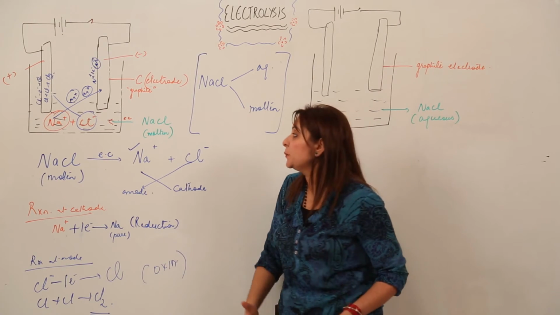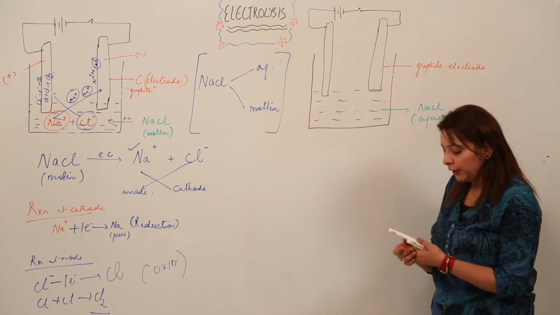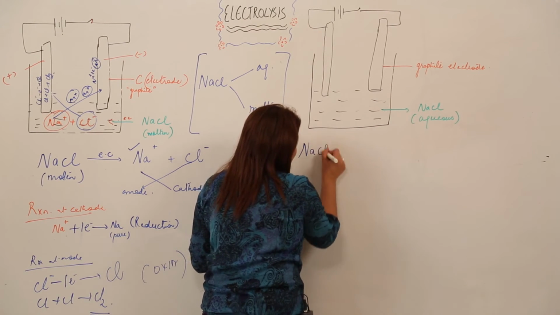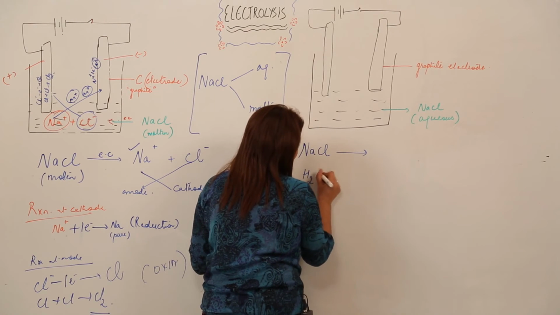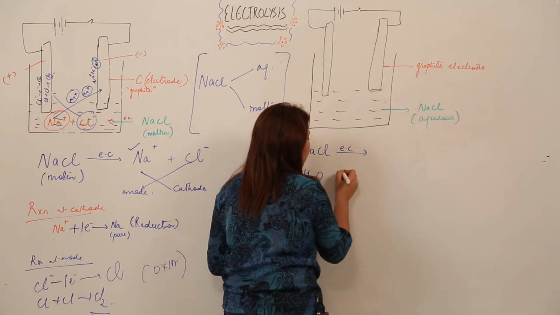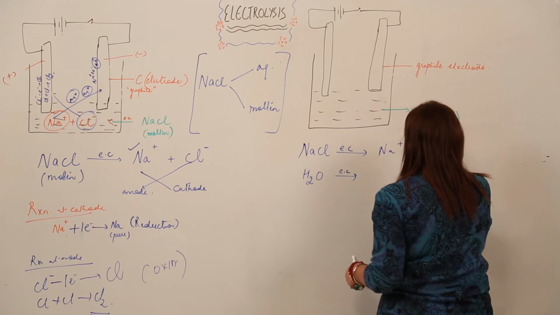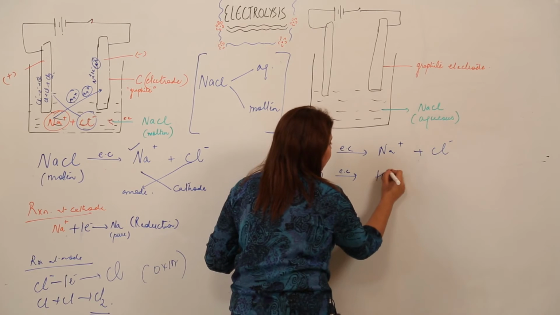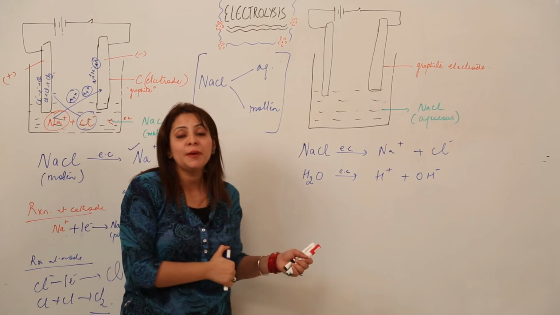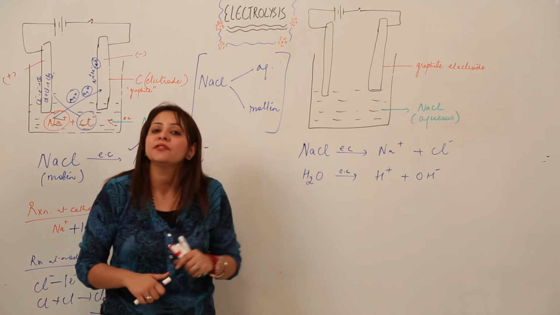Now, what is the difference between the electrolysis of molten NaCl and the aqueous one, right? So just look at the board carefully. Now we have aqueous NaCl. Aqueous means it has NaCl and along with that there is water too, right? So when we pass an electric current, both of them will get dissociated. It will form Na+ and Cl-. Similarly, it will form H+ and OH-, right? Because both on passing electric current just dissociate to form ions.